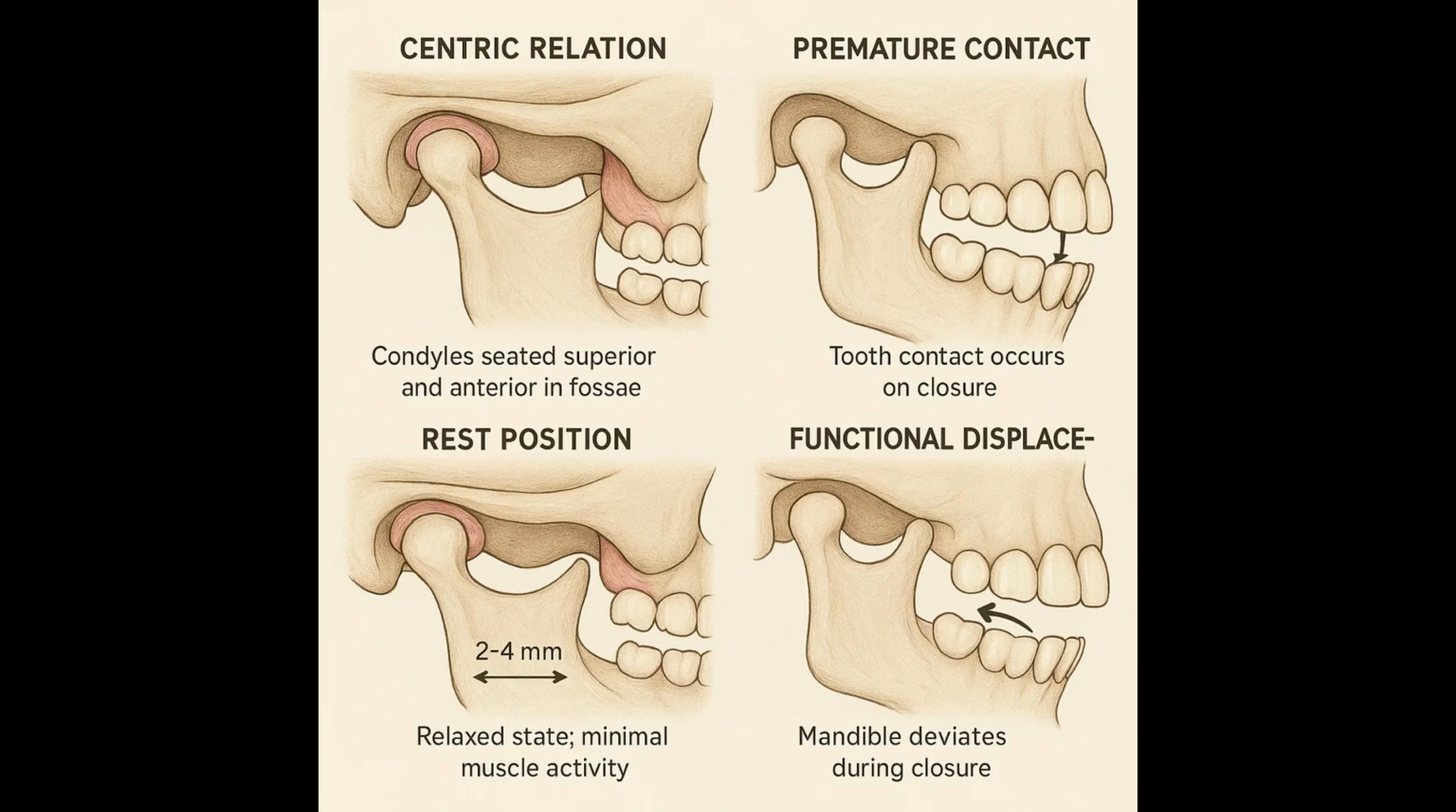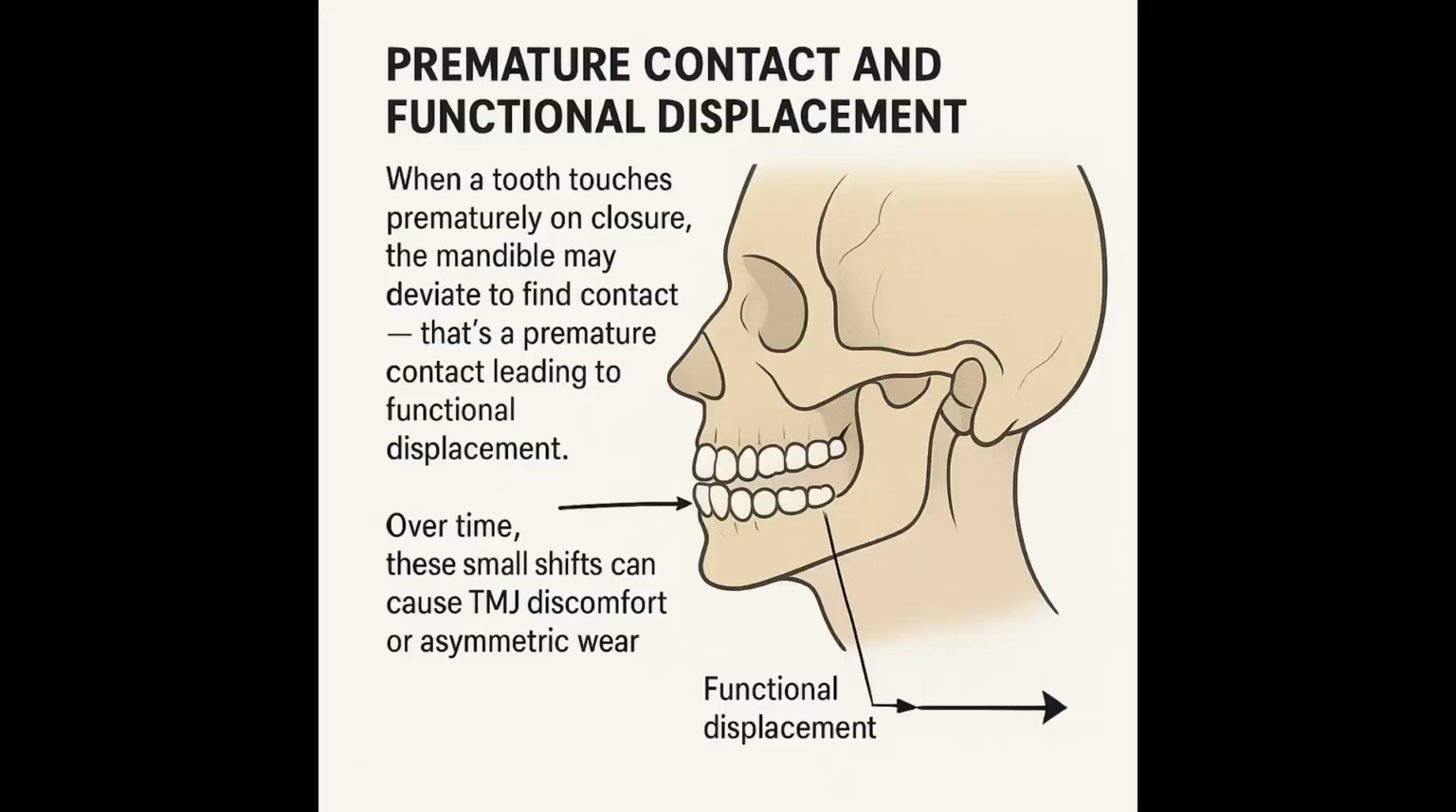When a tooth touches prematurely on closure, the mandible may deviate to find contact. That's a premature contact leading to functional displacement. Over time, these small shifts can cause TMJ discomfort or asymmetric wear.